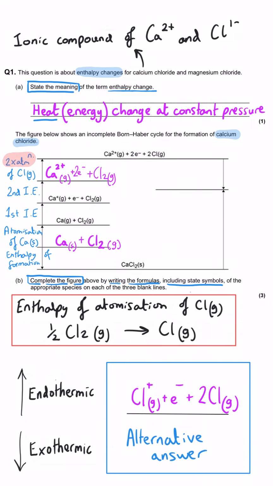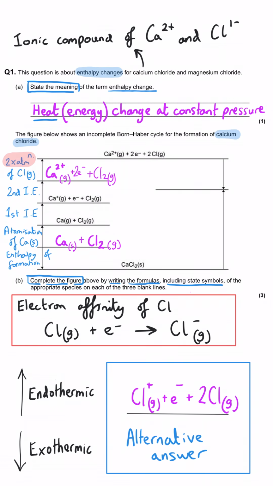And then the second to last arrow and the last mark that we're getting is going down from the top to here. Now, what's happened here is the chlorine atoms in the gaseous form have gained a mole of electrons each. And so this is the electron affinity of chlorine.